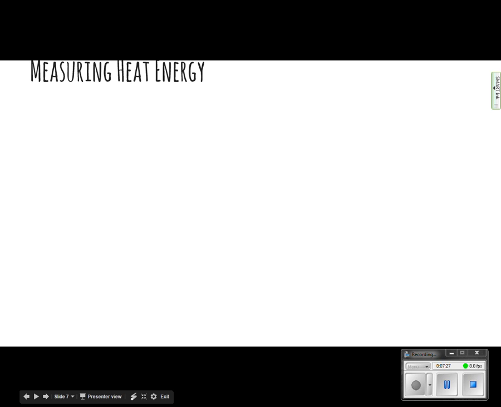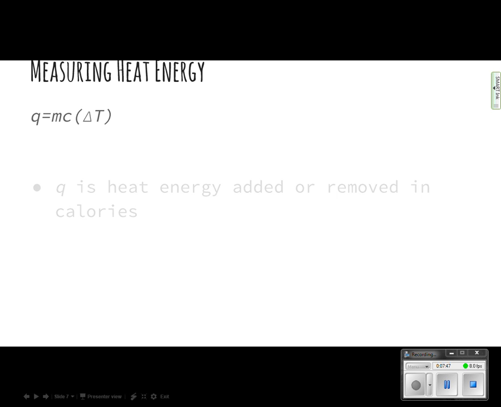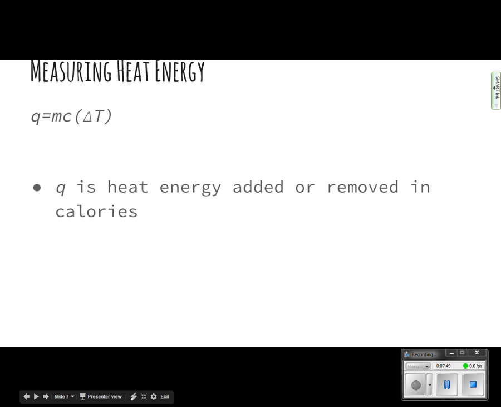In order to measure heat, we have an equation, and that's what we're going to work on the rest of this video. The equation is Q equals mc times delta T. Now, there's only 4 variables in this equation: Q, m, c, and delta T is 1 variable. Delta just means change in. We'll look at that a little closer in a second.